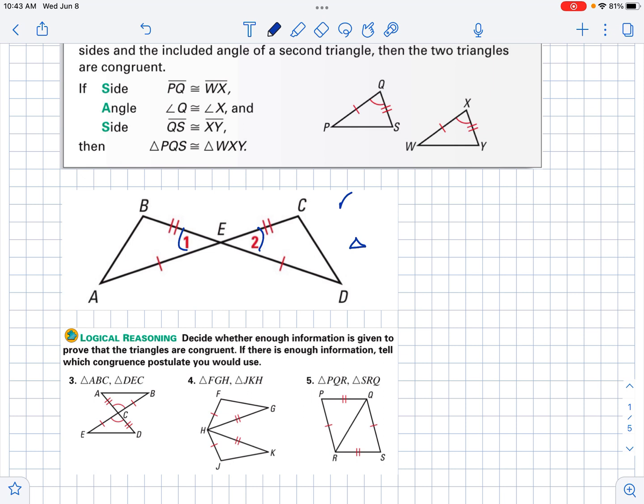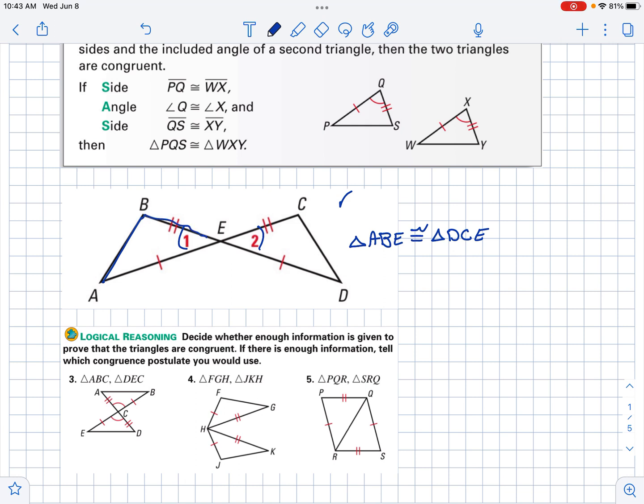So we've got the triangle ABE is congruent to triangle DCE. It's important you keep everything lined up. Okay? So we go ABE and DCE.